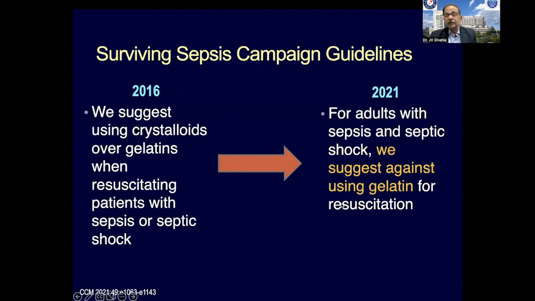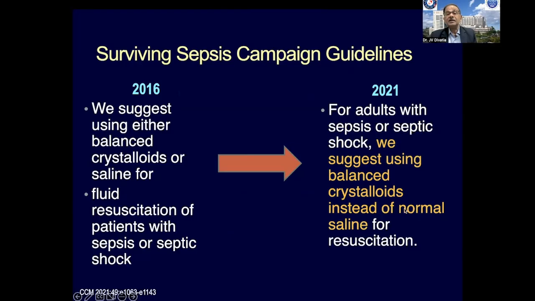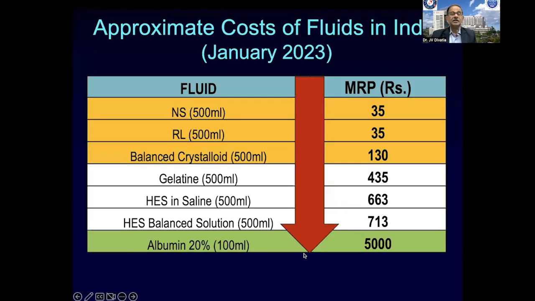The Surviving Sepsis Campaign guidelines also suggest against the use of gelatin for resuscitation. And they suggest that you should use balanced crystalloids instead of normal saline for resuscitation. Now, this has significant cost implications in resource-limited settings. For example, in India, the maximum retail price, so the cost, of normal saline is 35 rupees, and Ringer's lactate is similar. But if you use a balanced crystalloid like Plasma-Lyte, it costs almost 4 to 5 times as much. The gelatins and the starches, although not recommended, are more expensive. They cost about 10 to 15 times more than normal saline.